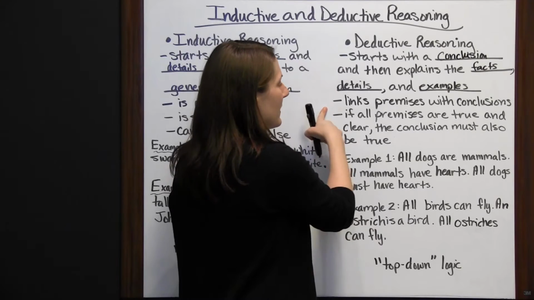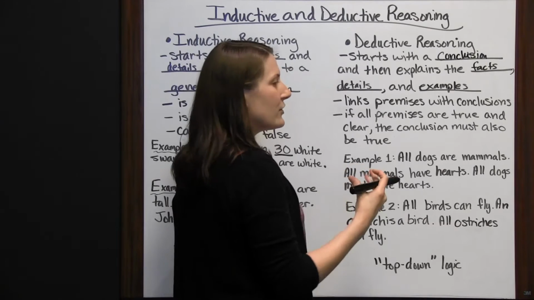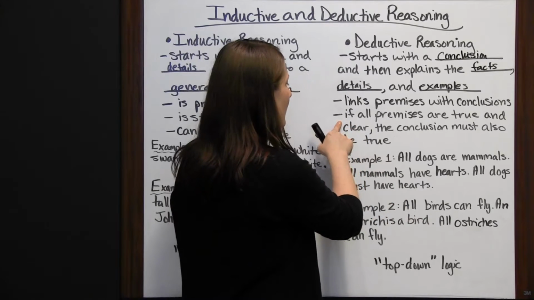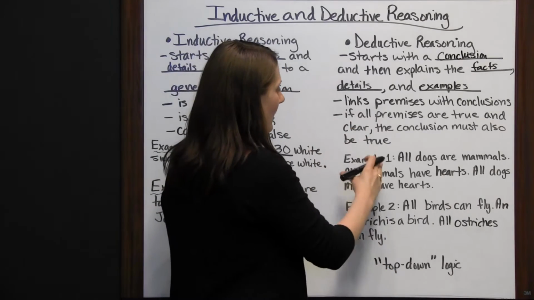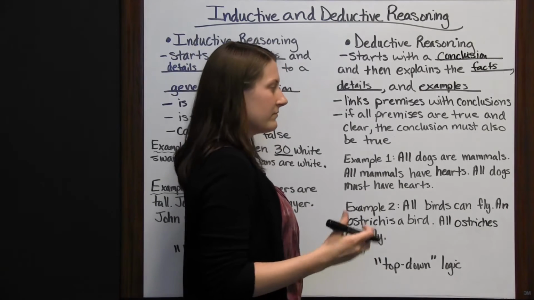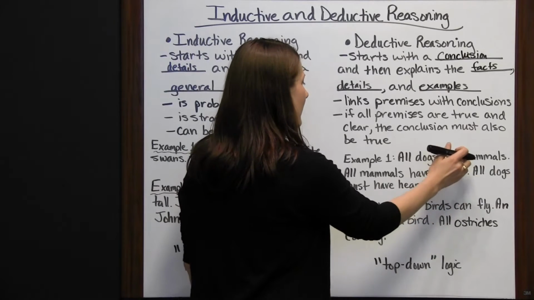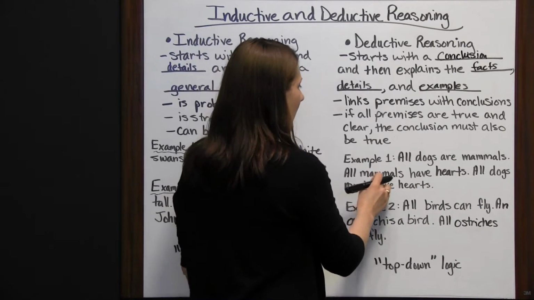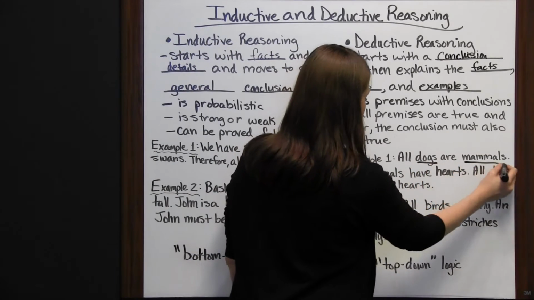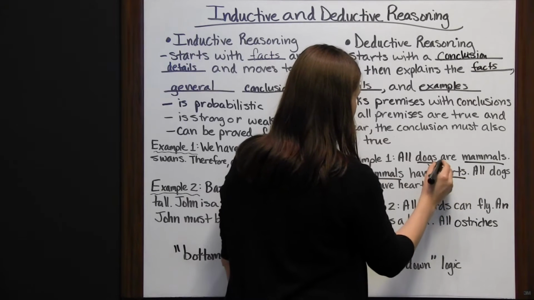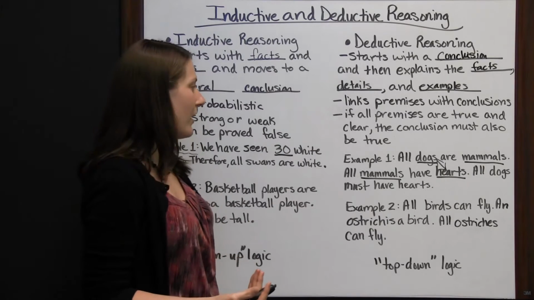This one links premises with conclusions. So you come up with a certain premise and it's linked to your conclusion that you started with. If all premises are true and clear, then the conclusion must also be true. So you start with this one. All dogs are mammals. Okay. All mammals have hearts. Okay. So based on the fact that all dogs are mammals and all mammals have hearts, all dogs must have hearts. So you've got dogs are mammals and mammals have hearts, which means that dogs must have hearts since they are mammals and all mammals have hearts.